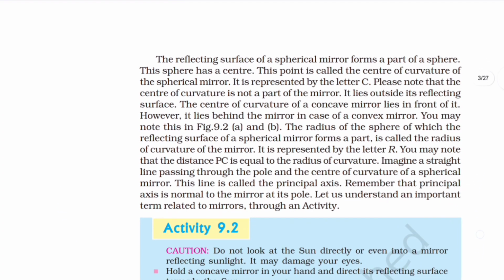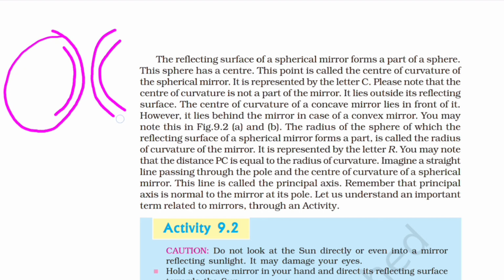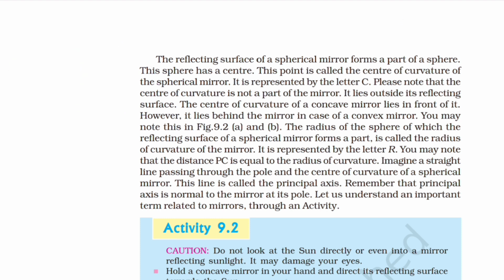The reflecting surface of a spherical mirror forms a part of a sphere. If any mirror is in the shape of a curve, then totally it will be a circular shape. It is a part of a sphere. They are representing that it is a part of a sphere. This sphere has a center.